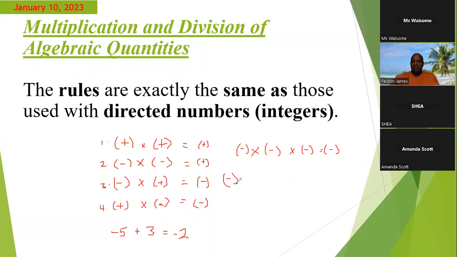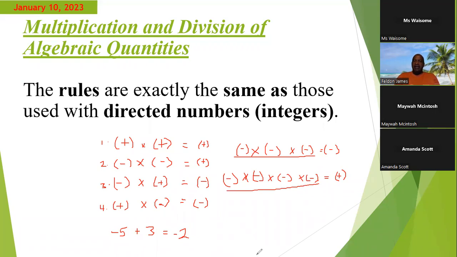Suppose we now have negative times negative times negative times negative. What do we get now? What's the sign? Positive, sir. Now what you notice with the two sets of numbers here: how many negatives in the first one? 3, sir. How many do you have down here? 4. All right. How many do you have over here? 2. When you have 2 negatives, the result is positive.